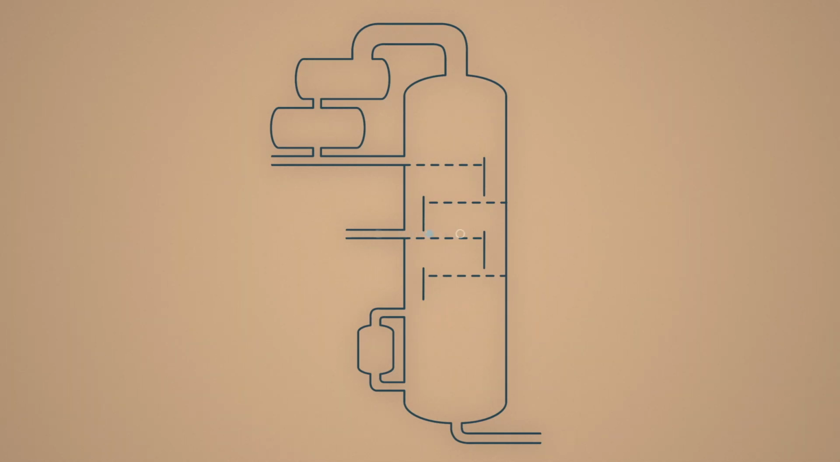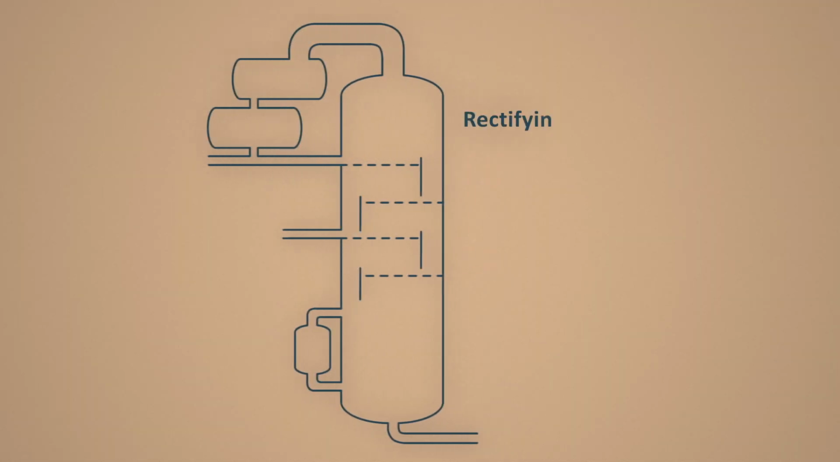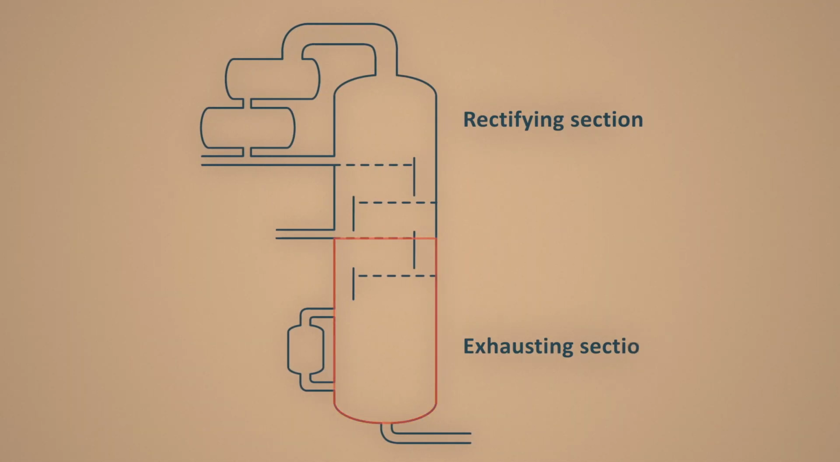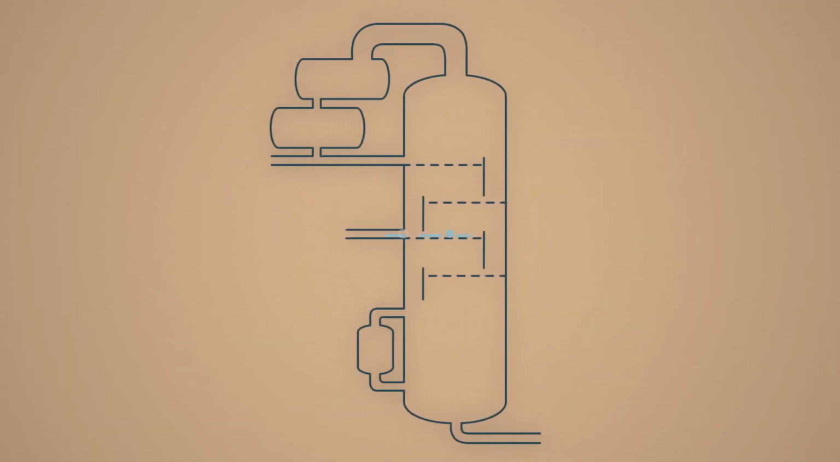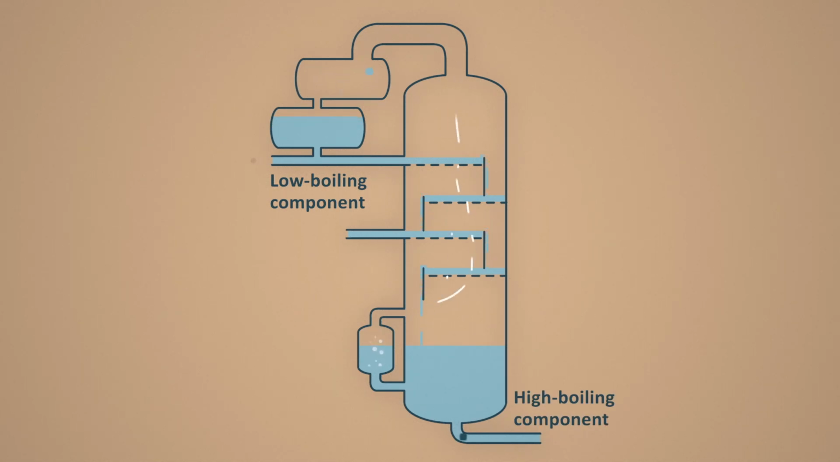It divides the tower into two sections, the top rectifying section and the bottom exhausting section. The liquid flows from the upper tray to the lower one, and while contacting the ascending non-equilibrium vapor, leaves the low boiling component and takes away the high boiling one. As a result, a product with a low boiling component comes out of the top section, and the vat residue consisting of high boiling component comes out of the bottom.